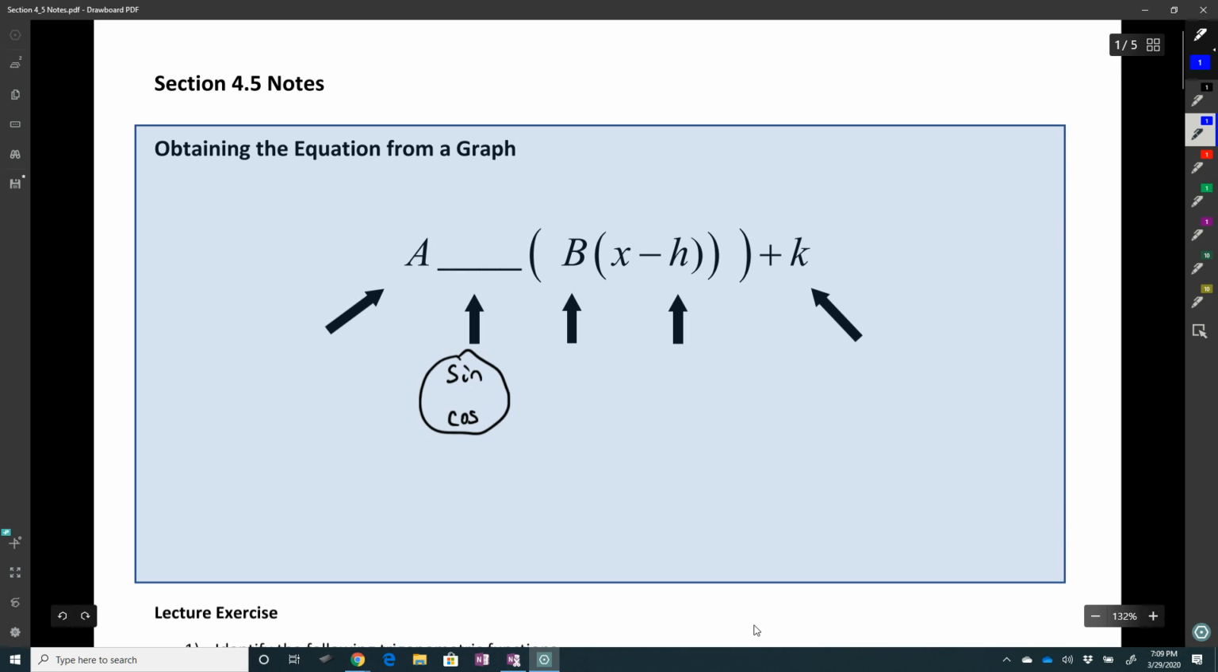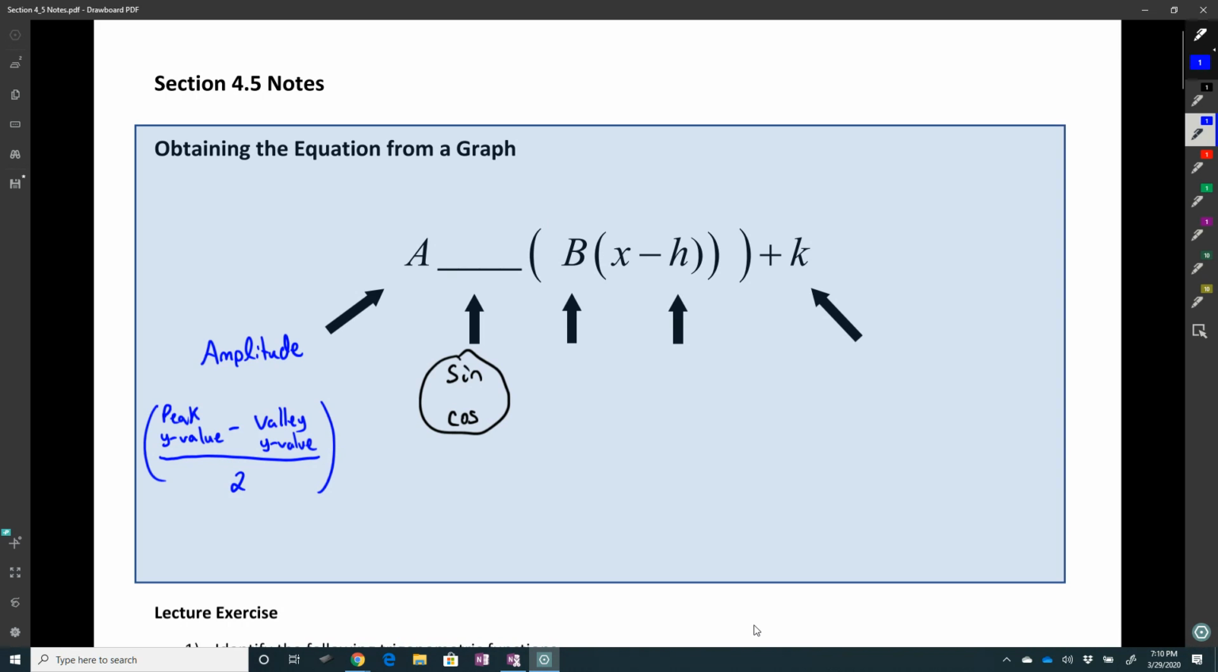Okay, A, remember that this is the amplitude. Now, if it's not centered or if it's shifted around a bit, you can always find the amplitude by using the following equation. You have the peak y value minus the valley y value, and you divide that by 2. So if it's not centered, but usually you can look at it and tell what the amplitude is.